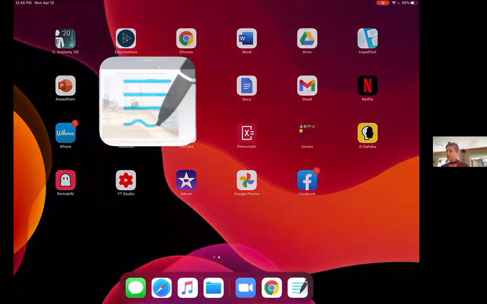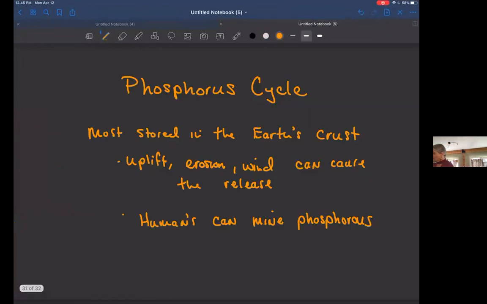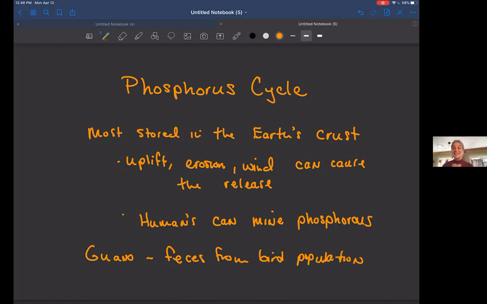Okay, so if we go back to this cycle, one of the things that's interesting is that we can also get phosphorus from guano. So guano is feces from bird populations. So bird feces contains lots of phosphorus in it. And so this is one other place that we can get phosphorus. And maybe this was before we knew how to mine it and produce fertilizer. This would be one source of phosphorus historically: guano.